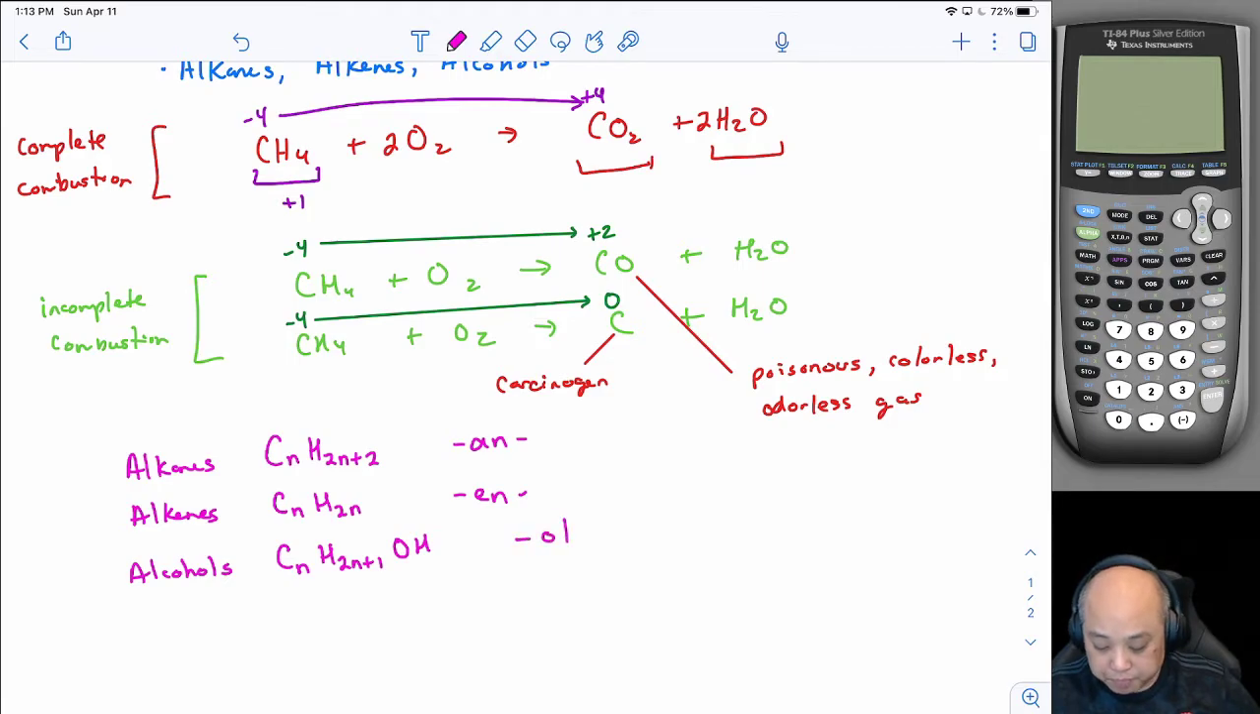And this one is your -ol ending. Instead of e, you put -ol, and you put the number of the location of the hydroxyl group as well in there.